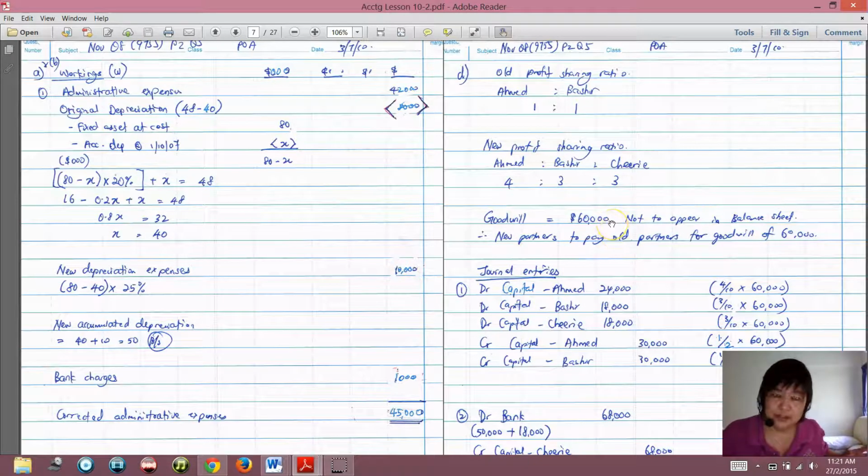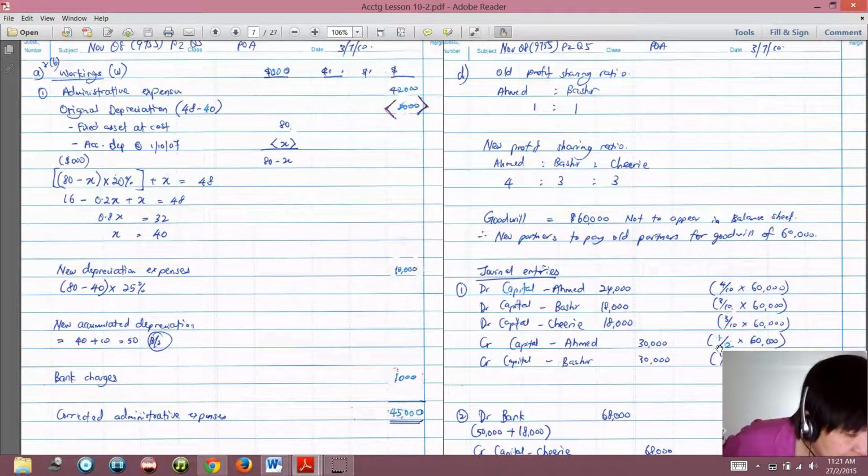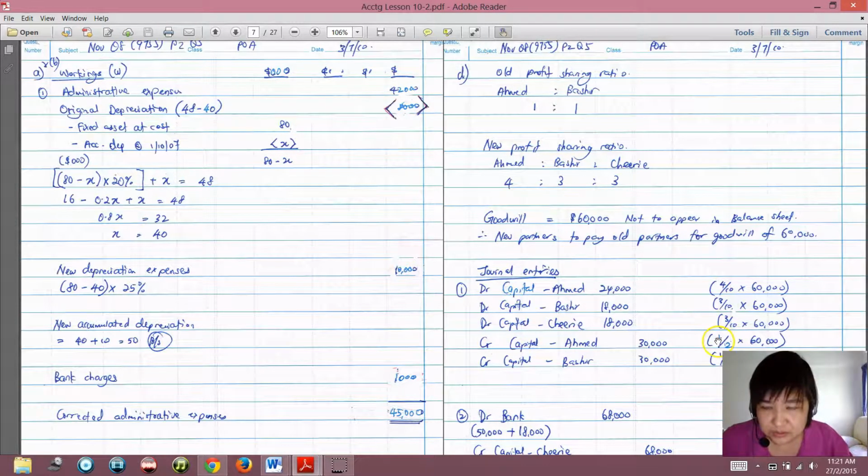So this 60,000 should be credited to the old partners in the old profit sharing ratio. The old profit sharing ratio, as explained in the question, says that Ahmad and Bashir traded in partnership and they will share profit equally. So the old profit sharing ratio is 1:1. This goodwill of 60,000 was generated as a result of the past efforts of the old partners. So this 60,000 should be credited to the old partners.